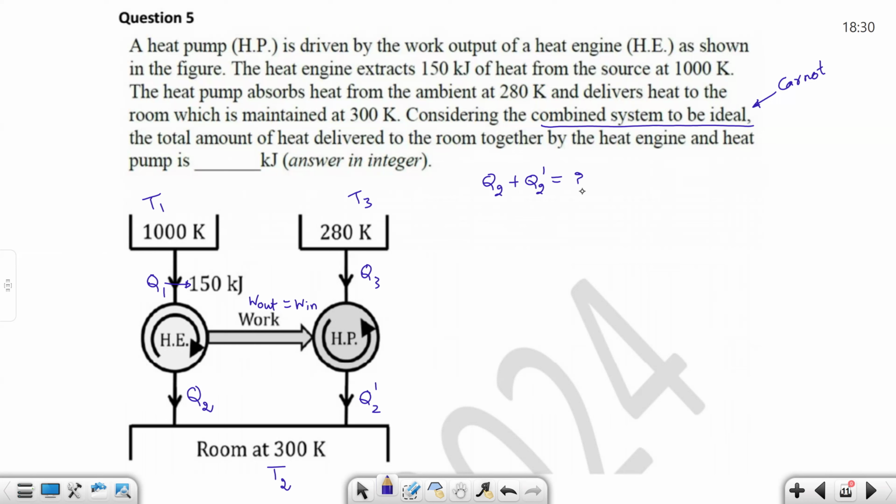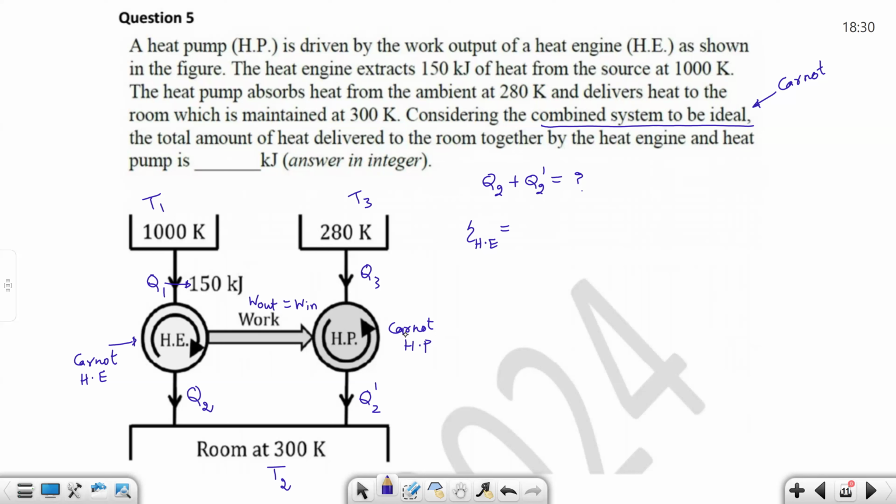So now we know the efficiency of the heat engine. Now ideal, so that means this is a Carnot heat engine, and this is the Carnot heat pump. Carnot heat engine and Carnot heat pump, because of the word ideal, ideal means it must be a Carnot heat engine and Carnot heat pump.